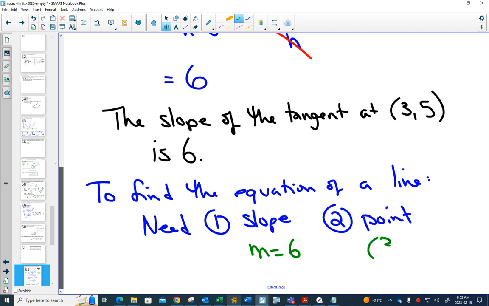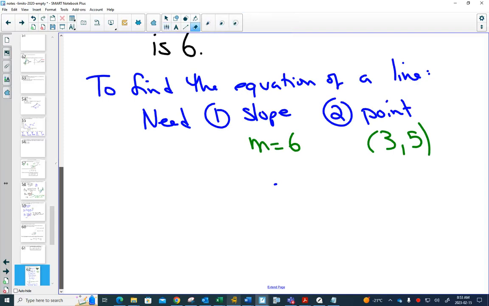Well, that's good. You have a point, 3, 5. So the two things that you need to find an equation of a line are slope and a point. We have those two things. And now there were two methods you learned in grade 10, and I will show you both of them and see which one you remember better.